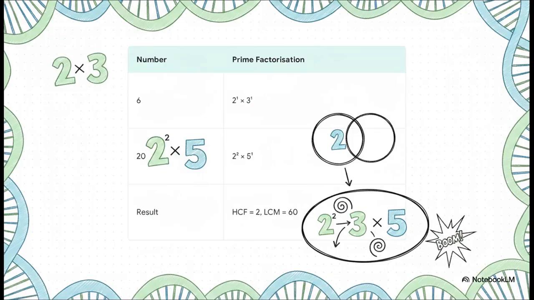Let's actually see this toolkit in action with a classic textbook example. We have the numbers 6 and 20. The DNA of 6 is 2 to the power of 1 times 3 to the power of 1. The DNA of 20 is 2 squared times 5 to the power of 1. Okay, for the HCF, highly common. What's shared? Only the prime 2. And the smallest power? That's 1. So our HCF is simply 2. Now for the LCM, largest coverage, we need all the primes, 2, 3, and 5. The highest powers are 2 squared, 3 to the 1, and 5 to the 1. Multiply those together, 4 times 3 times 5 equals 60. Boom, solved, just like that.